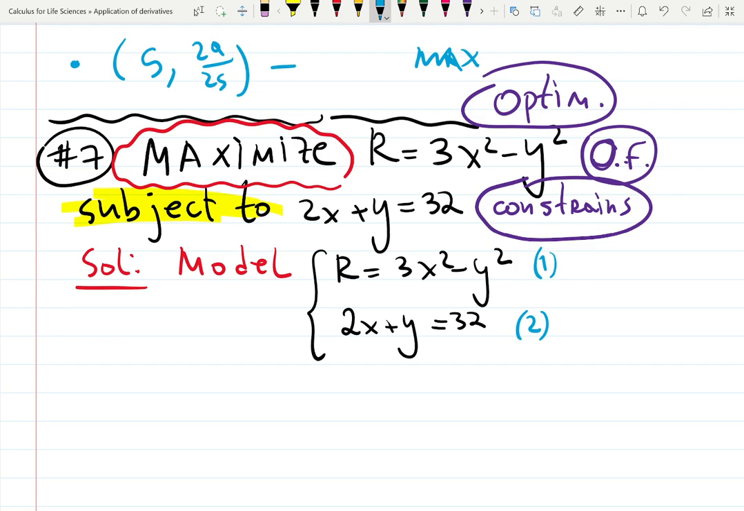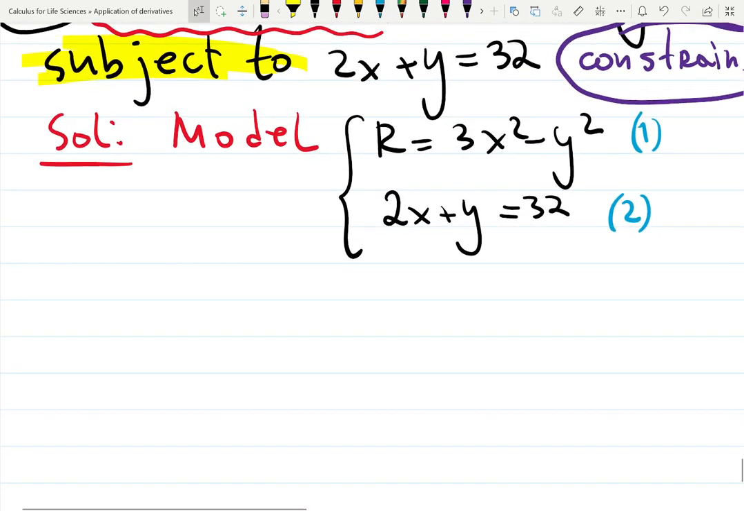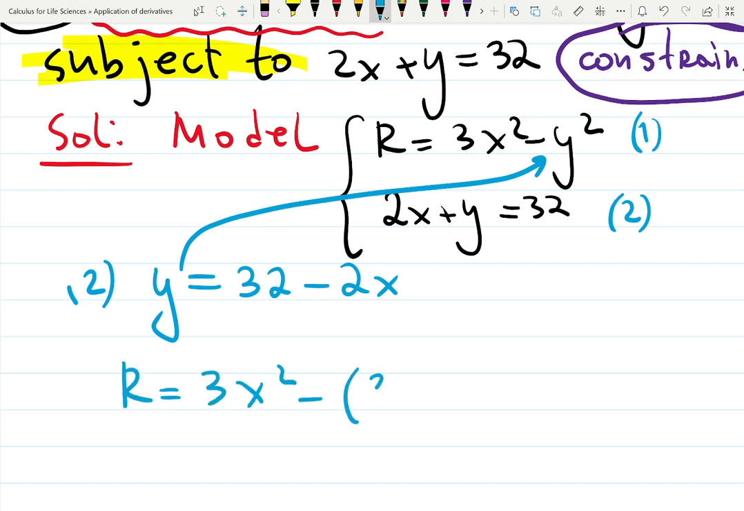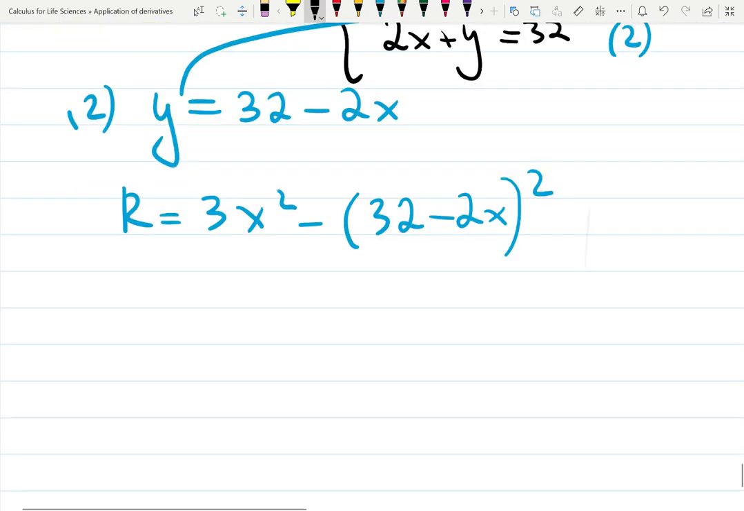So, come on, which variable do you choose to solve for? Just any is fine, but y looks easy. Good job. Y looks like we're going to avoid some fractions, so it's good. Plug it into r. R will be 3x squared minus y squared, which is 32 minus 2x squared. Some simplification should be happening here.